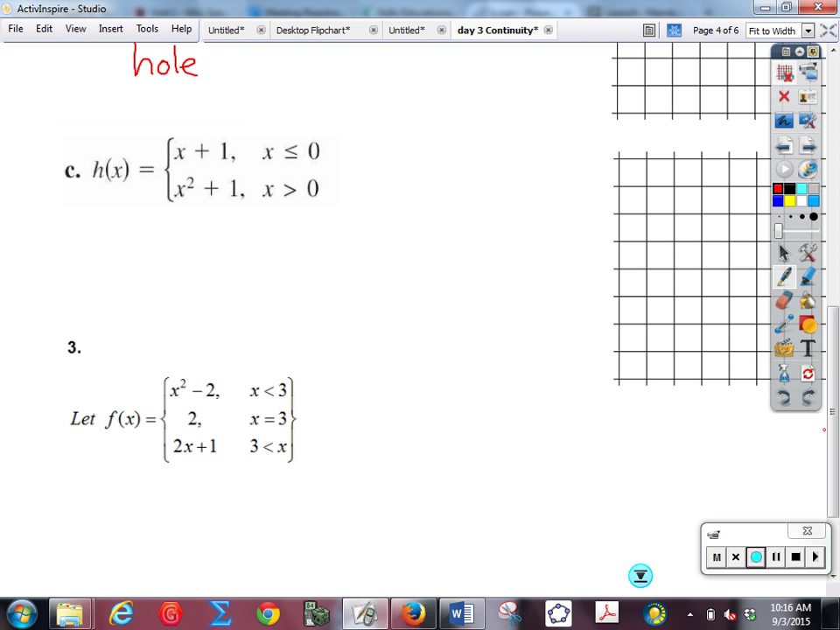So if I plug in 0 into the top, it is at 1. And it is a filled in one, right? Because it actually is less than or equal to.